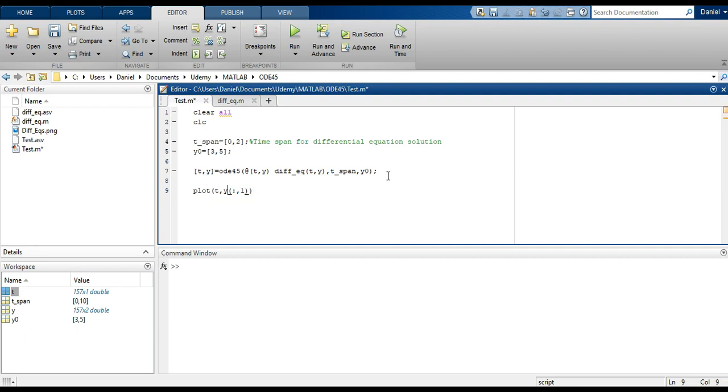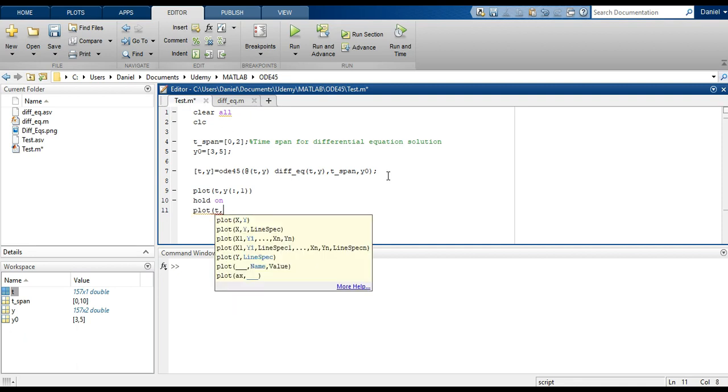So you're saying by this is Y, I want all the rows of my column vector, but just the first column. Next, let's do hold on, so it keeps the first plot, and we're going to plot over that. We want to see the zero line. So T in the x-axis, and T minus T to get the zero line. And let's do it as a dotted or dashed line.